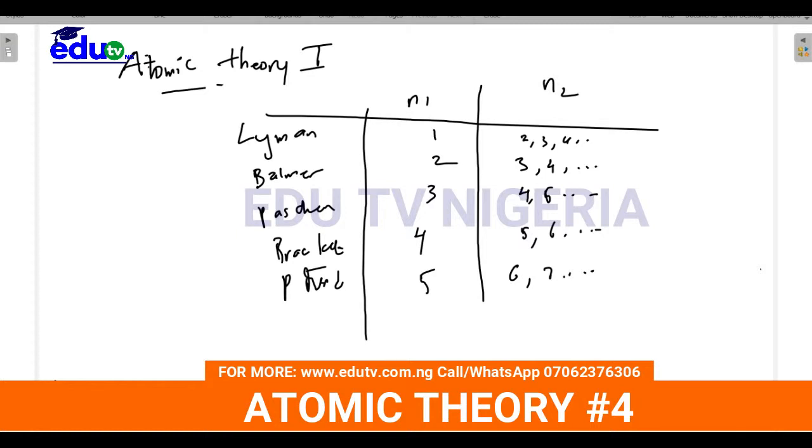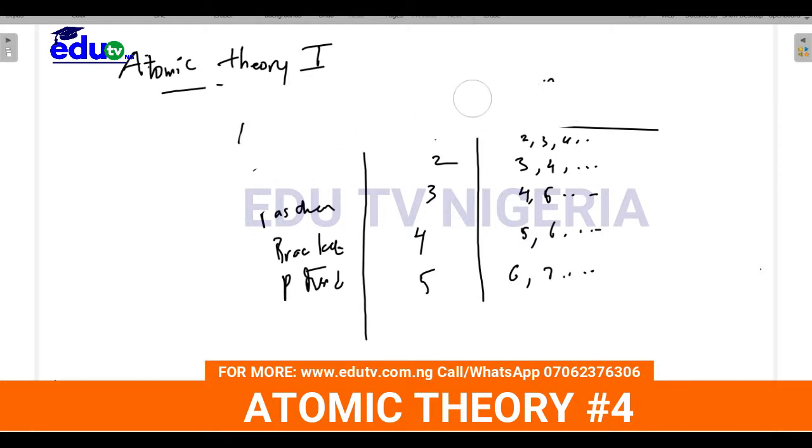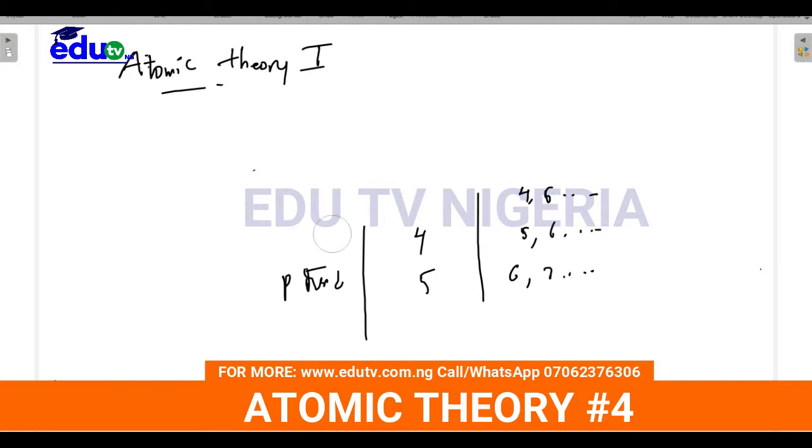Like I said, Bohr combined quantum theory and classical physics and drew the following conclusions. The electrons can only be found in permitted orbitals.